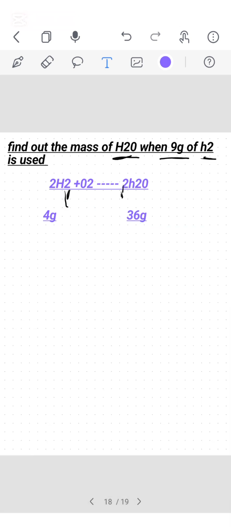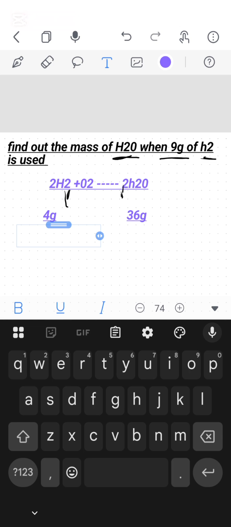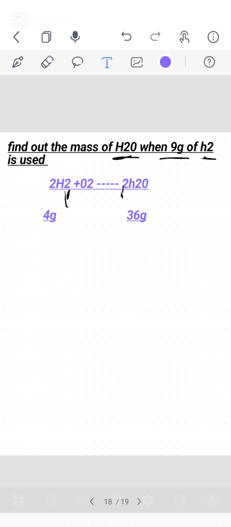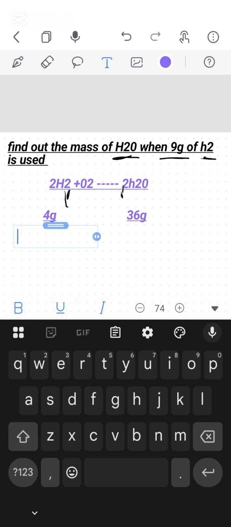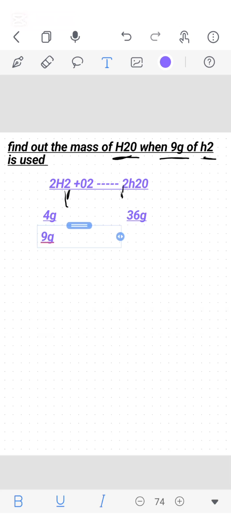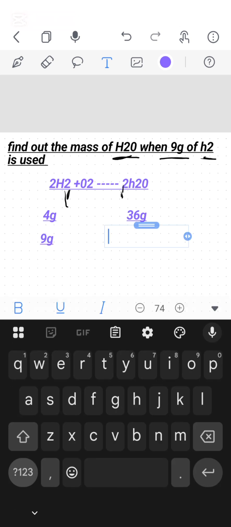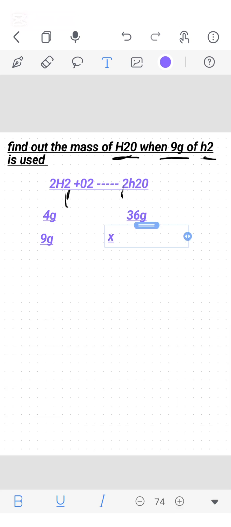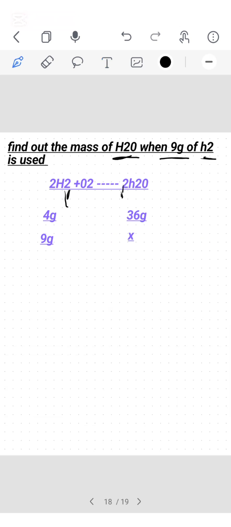As we studied, the equation will be given in gram, and we need to find the mass in gram. So you can clearly see that we have been given 9 gram of H2. We will simply write the 9 gram down under H2. On the other side we have no value, so we'll assume it is x. Now we'll do a cross multiplication.